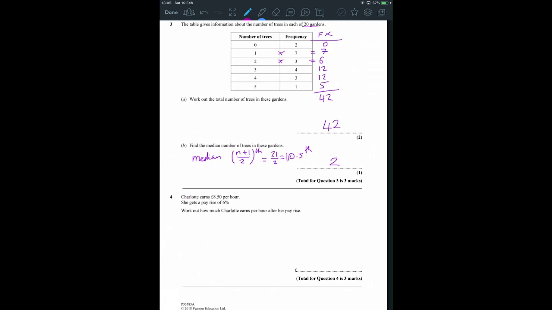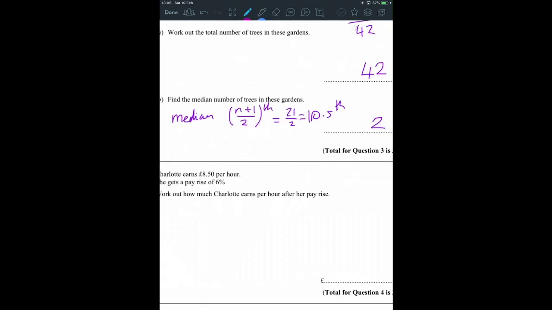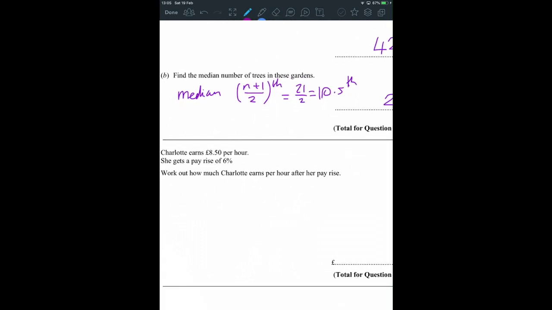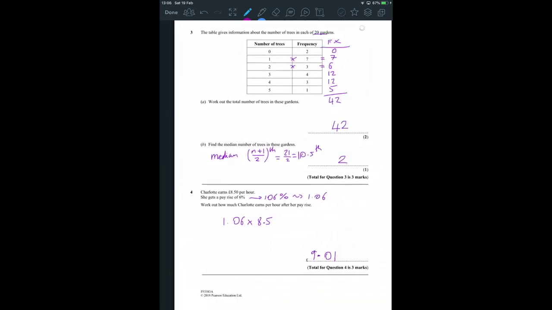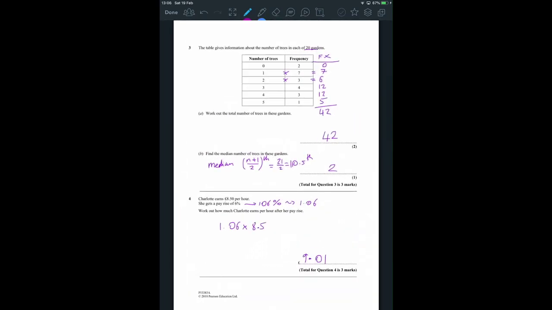Charlotte earns £8.50 per hour. Pay rise of 6%. It's a percentage increase question. Well, a pay rise of 6% is going to need 106%, or as a multiplier 1.06. So in my calculator I'm going to do my multiplier multiplied by the original amount, and that gives me a new hourly rate of £9.01. Didn't need to do any rounding there, that actually came out exactly.